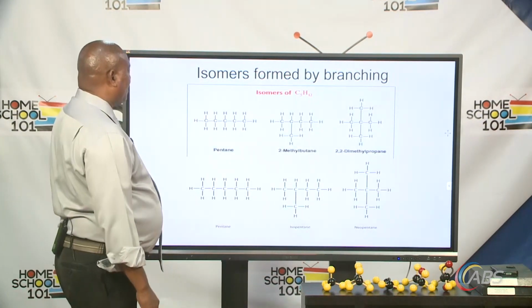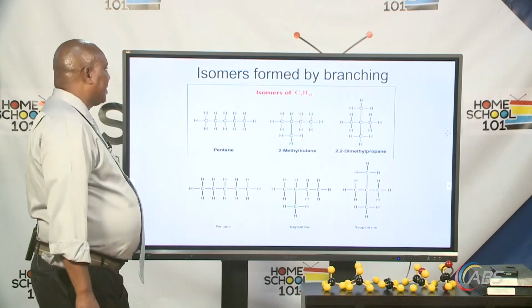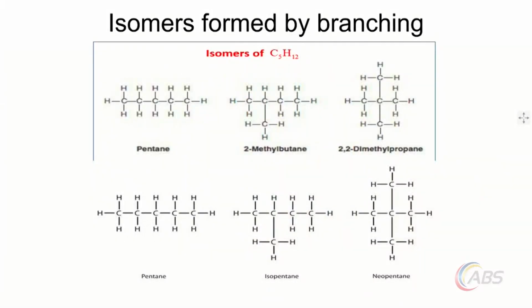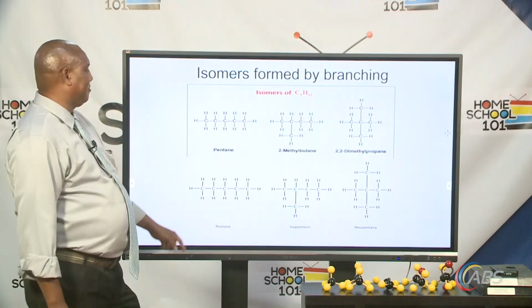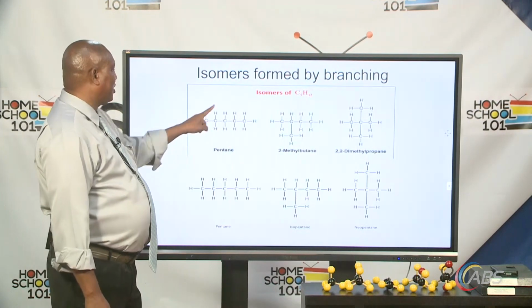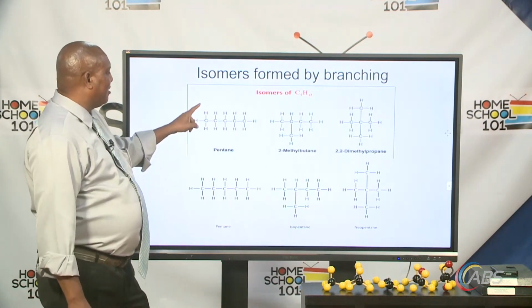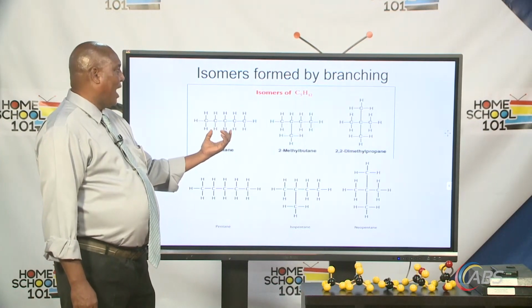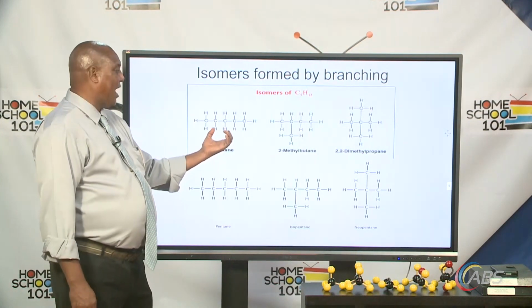All right, here we have some isomers of pentane, C5H12. Here we have pentane, 1, 2, 3, 4, 5 carbons. You can see that. 5 carbons and 12 hydrogens. But we can rearrange this structure. We can still have our 5 carbons and have our 12 hydrogens.